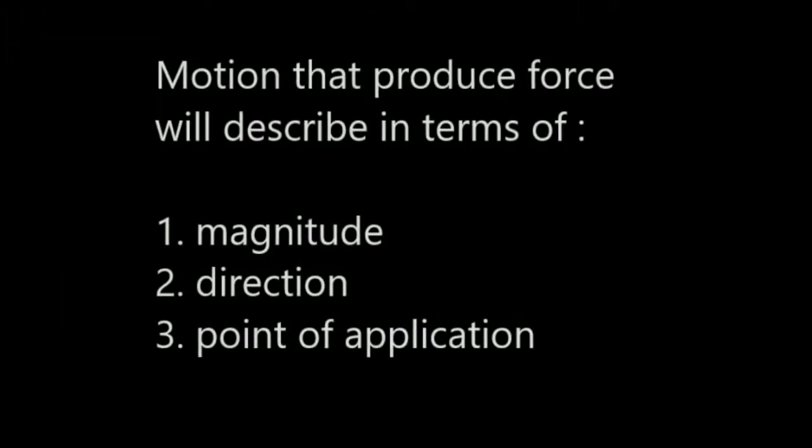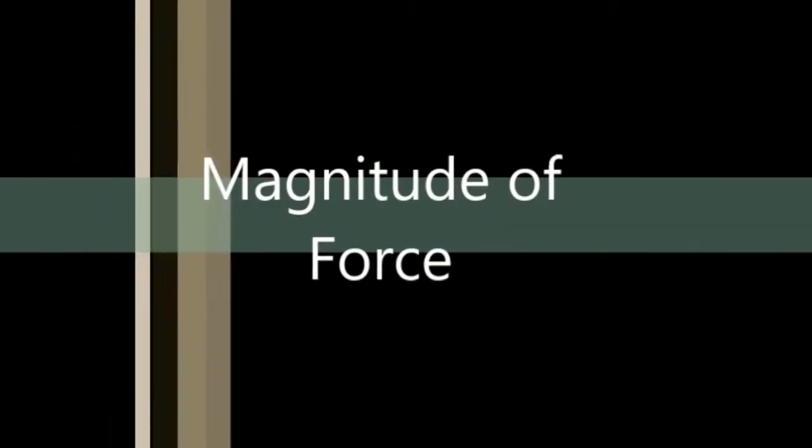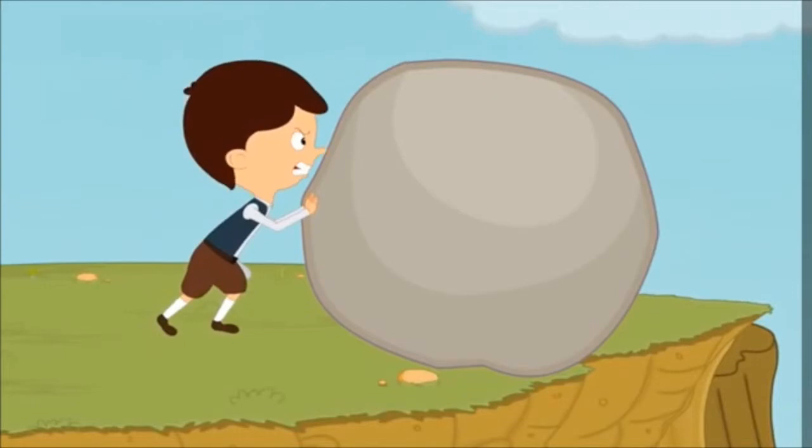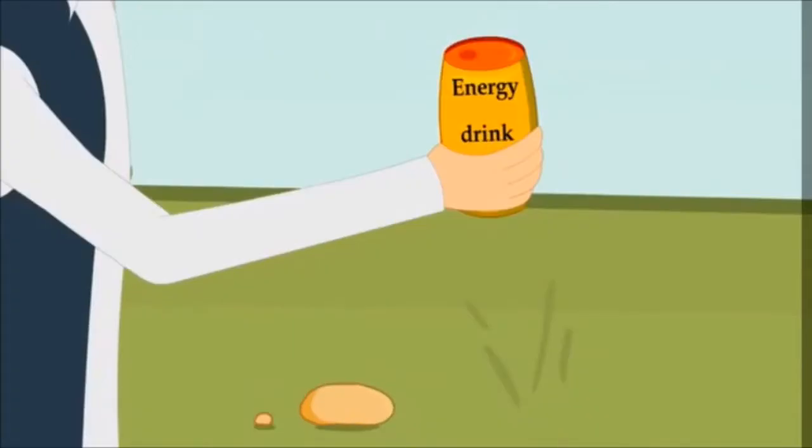Principle of push and pull. Motion that produces force is described in terms of magnitude, direction, and point of application. Magnitude of force. The object will move if the force is greater than the object's inertia, mass, friction between the object and surface, resistance of the surrounding medium, and internal resistance.